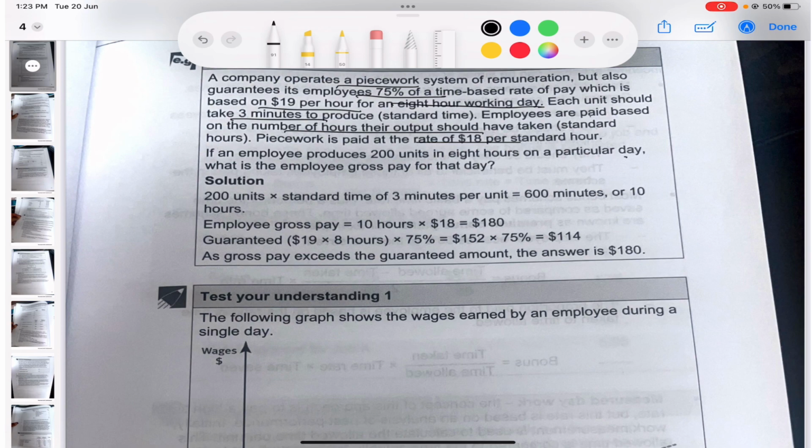Okay, so how are you going to find this out? Again, first let's see what their minimum wage requirements are.